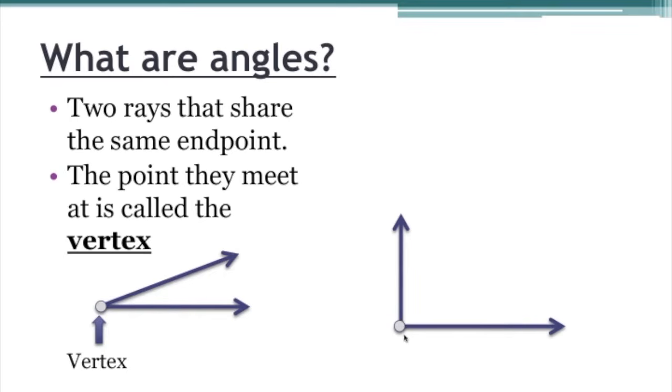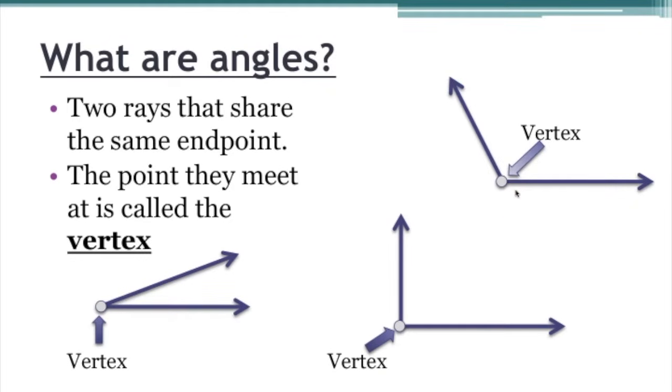This is another angle. This ray here and this ray here share the same endpoint, therefore this endpoint is called the vertex. And here's another example. Here, this ray and this ray share this common endpoint, therefore this is the vertex. And you have to make sure that you know which point is the vertex because it's so important for when you're measuring angles.